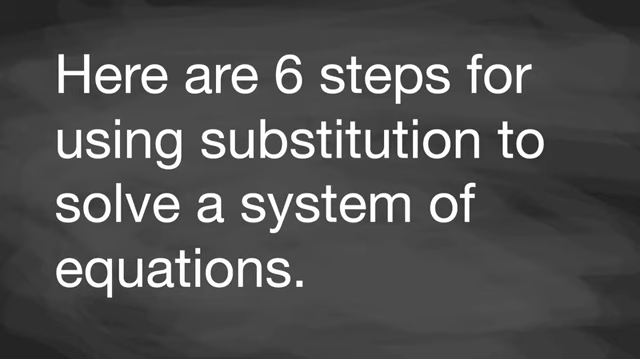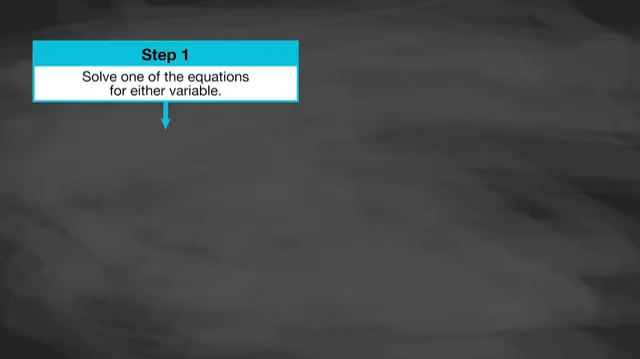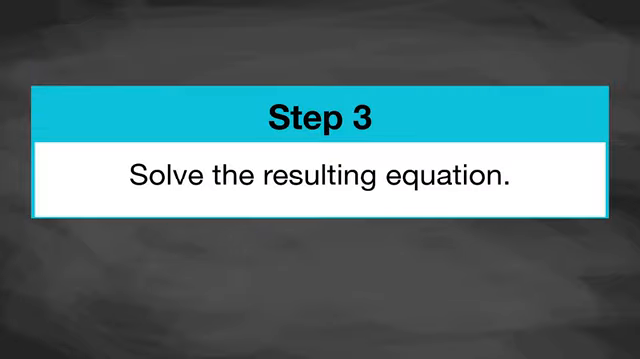Here are 6 steps for using substitution to solve a system of equations. Step 1. Solve one of the equations for either variable. Step 2. Substitute the expression from Step 1 into the other equation. Step 3. Solve the resulting equation.